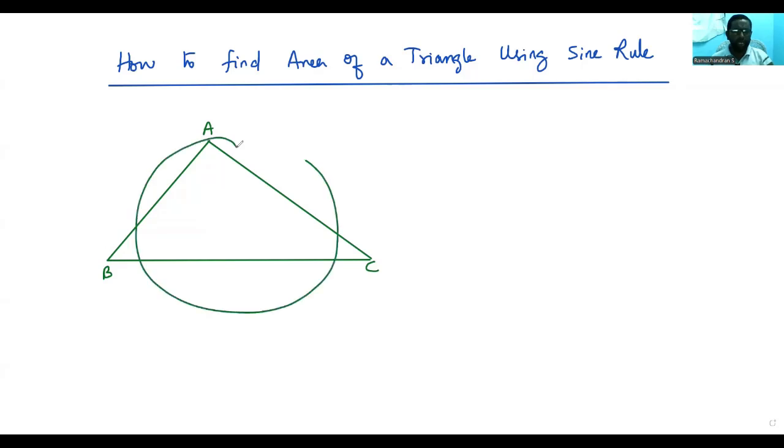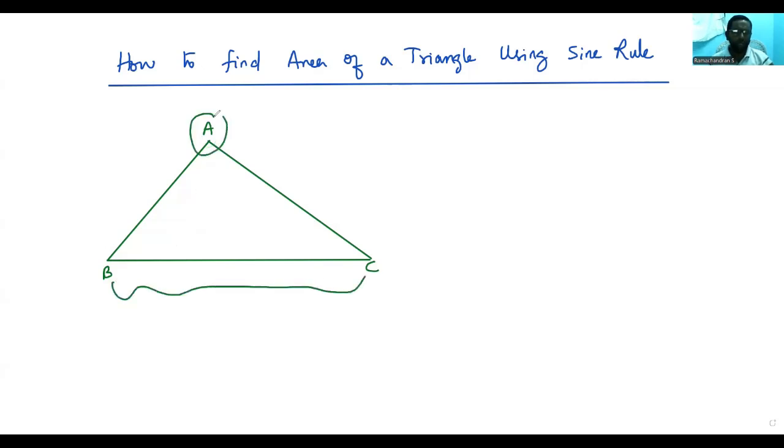Okay, here we have the triangle ABC. Now let me consider the side of the triangle which is opposite to this vertex A. So that is BC. BC is the side which is opposite to the vertex A of this triangle. Always the length of the side which is opposite to the vertex A should be assumed as lowercase a. This lowercase a is the length of the side BC.